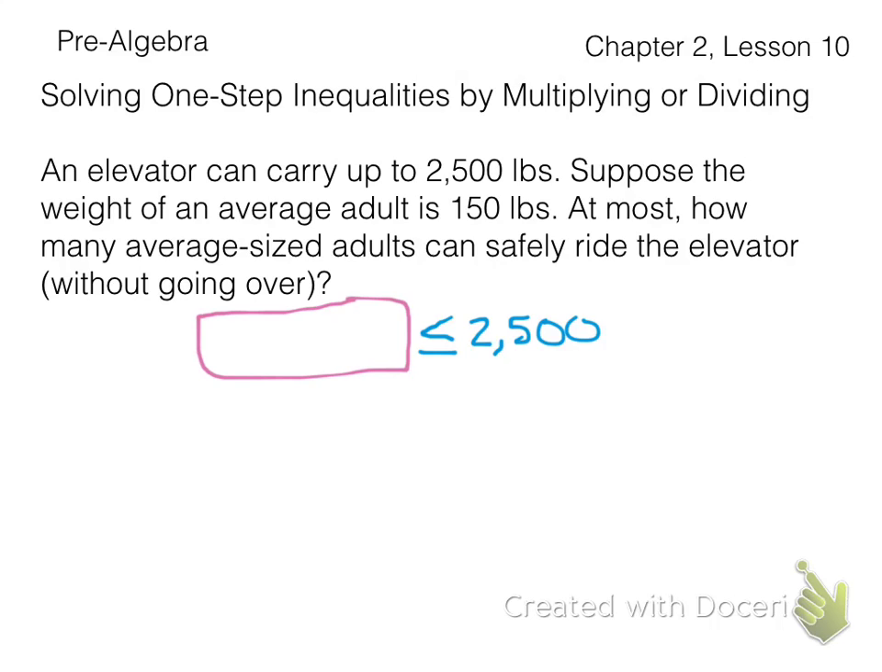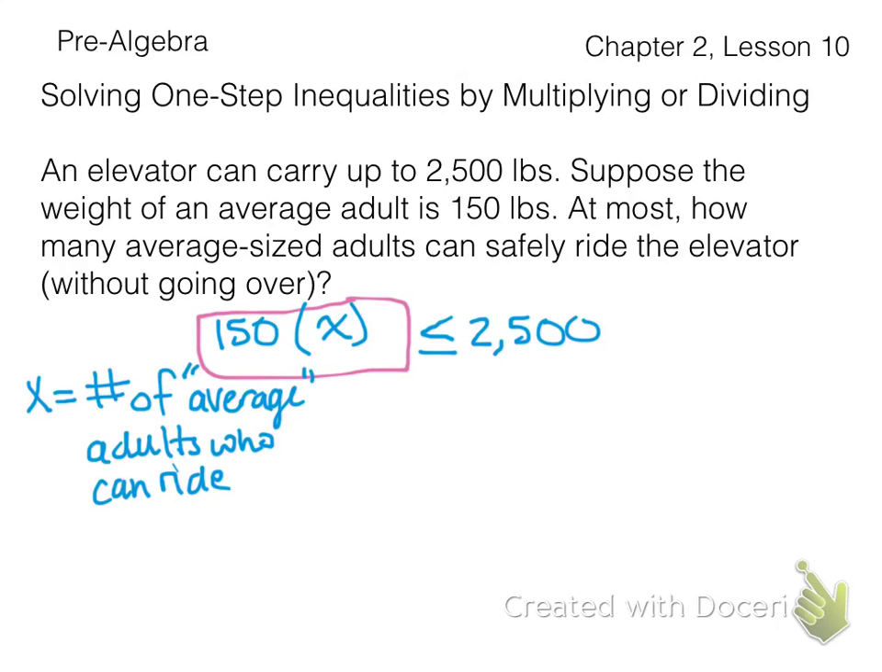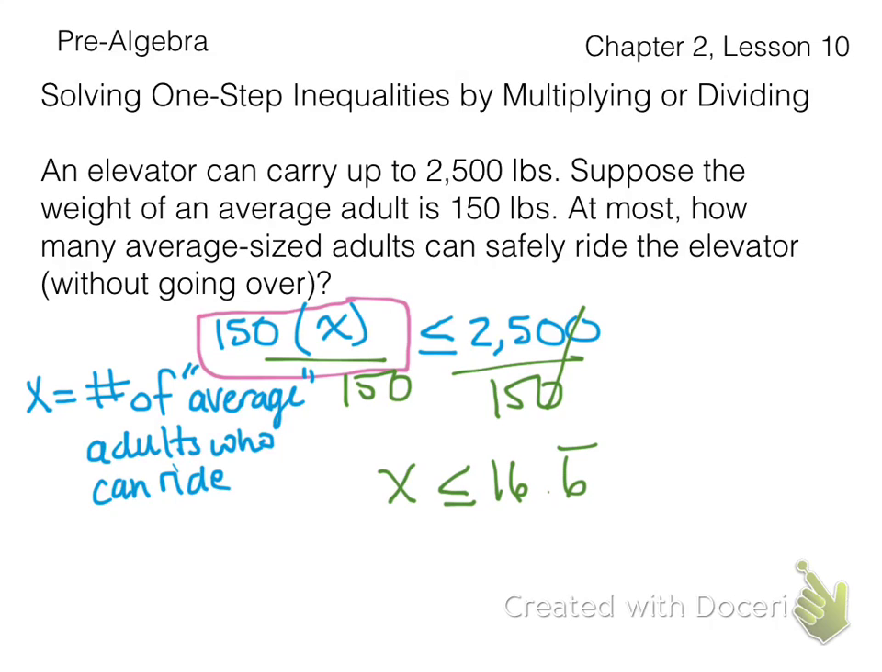Well, if the average adult is 150 and we multiply that by the number of adults, we're going to get how many adults can ride. Okay, so we have 150 times x, because x is the number of adults who can ride. And if we divide by 150 on both sides, what are we going to get? All right, let me bust out my calculator. Even Miss H uses a calculator. What I can do, though, is cancel some stuff out, which leaves me that the 250 divided by 15, x is less than or equal to 16.6 repeating.